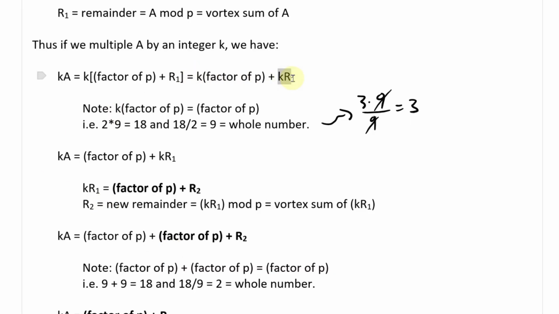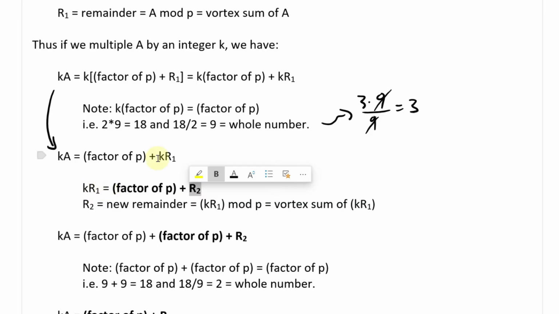And then since the remainder is what governs the vortex sum and the mod function, and the remainder is all it is, we don't need to look at this k value. So this k times a just becomes this over here. We replace the k, it just becomes a factor of p. So k times a equals a factor of p plus k times r1. That means it's a new remainder. So k times r1, assuming it's greater than p, we could also write as a factor of p plus a new remainder r2.